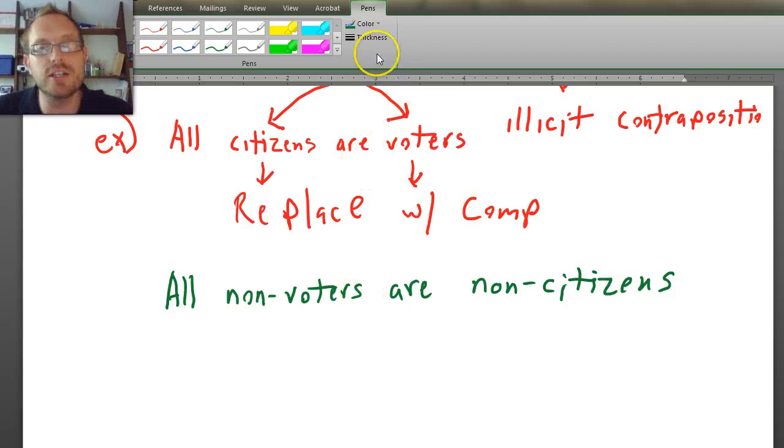Now, this is logically equivalent. And actually, if you think about it, if I say all citizens are voters, and then I say all the non-voters are non-citizens, that actually makes sense. And if we did a Venn diagram, it would work.